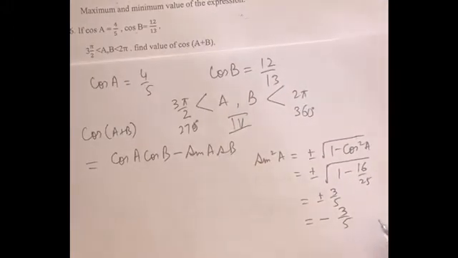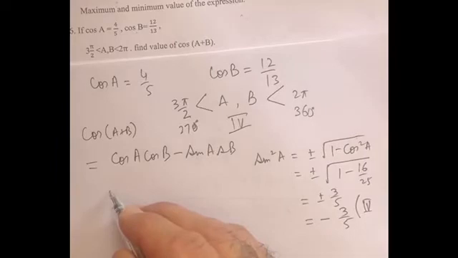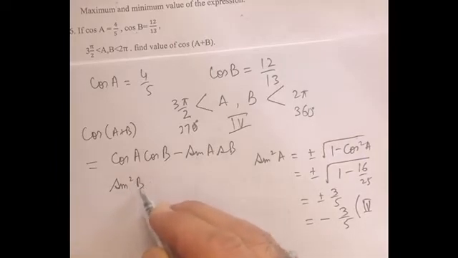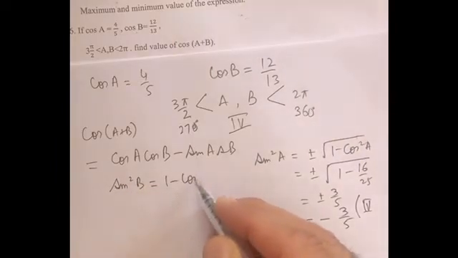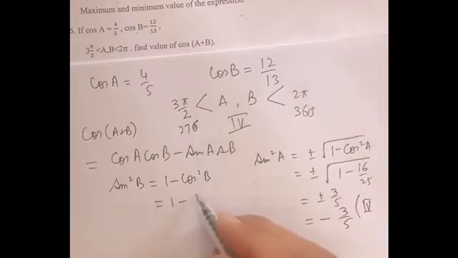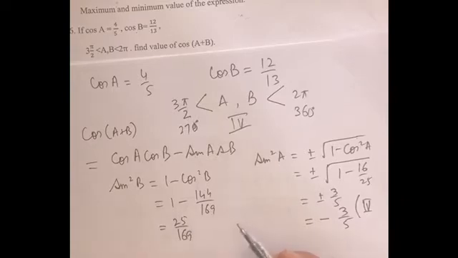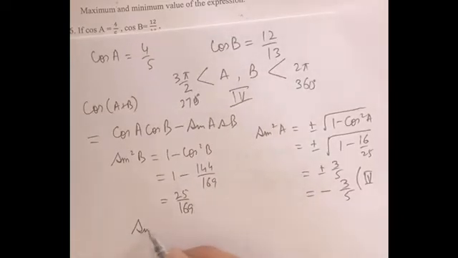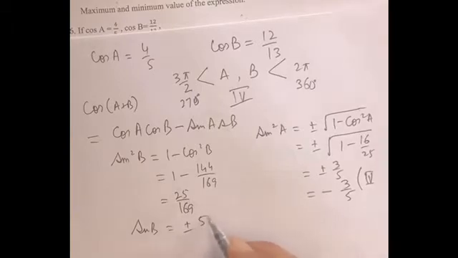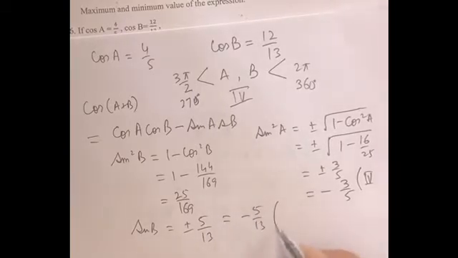This is minus 3 by 5 because angle A is in the fourth quadrant. Similarly, we can find sine square of B as 1 minus cos square of B, 1 minus 144 upon 169, that's 25 upon 169. Or sine of B will be plus minus 5 by 13. We take minus 5 by 13, again because this is in the fourth quadrant.